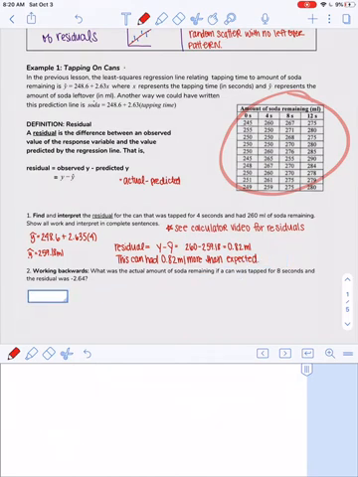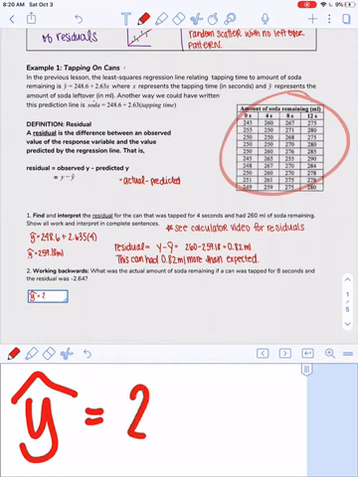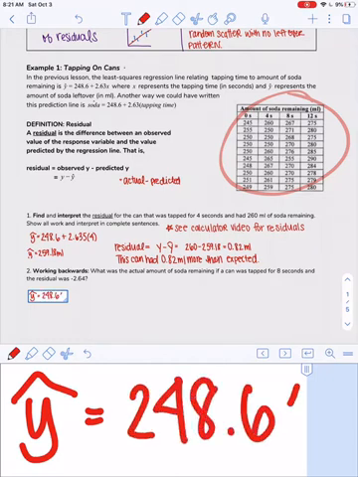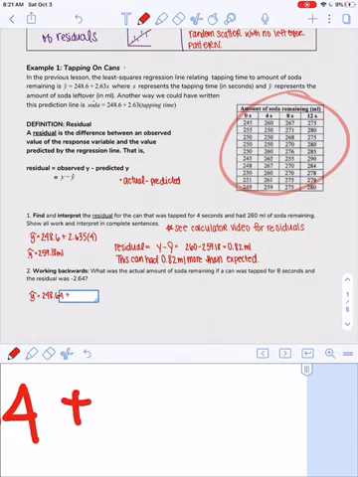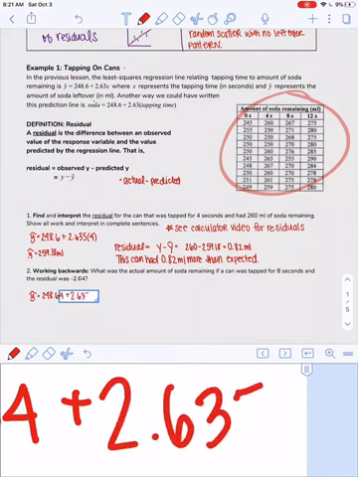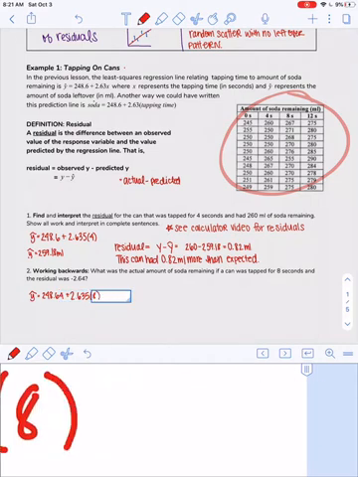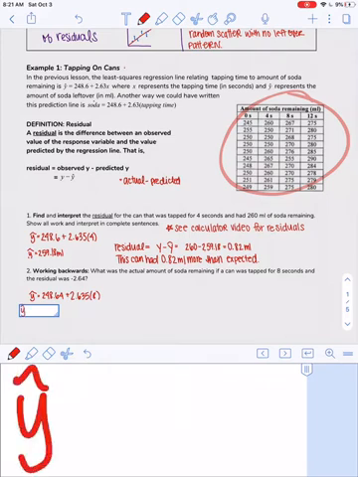Okay, so now we're going to think of it by working backwards. What was the actual amount of soda remaining if a can was tapped for 8 seconds and the residual was negative 2.64? First we have to figure out what the predicted amount was. So we do that with y hat equals 248.64 plus 2.635 times 8, because we're looking at 8 seconds.